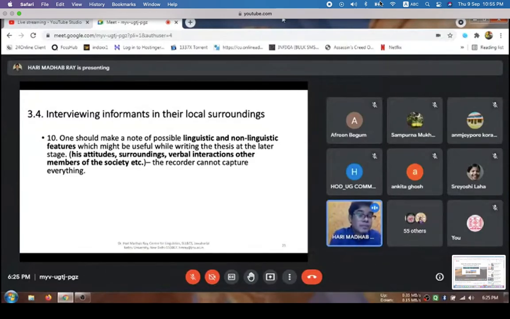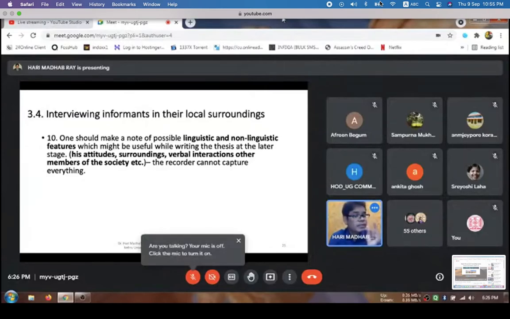This attitude, surroundings, verbal interaction with other members of the society: how does he interact, let's say he's a sarpanch or pradhan or panchayat member, with others, in his family or someone else? What kind of language does he use when he's talking to a servant? The main point is that the recorder cannot capture everything. So if there are certain interesting things you have noticed, please make note of all these things, okay?